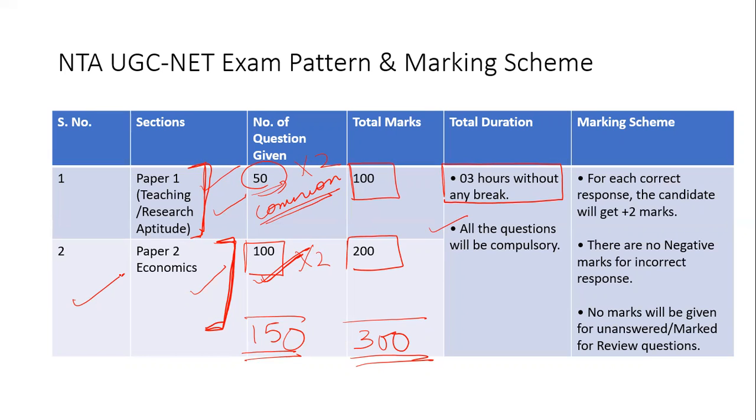Now, for each correct answer, as I told you, you will get +2. There are no negative marks for an incorrect response. If you do not answer a question, then no marks would be given to you.